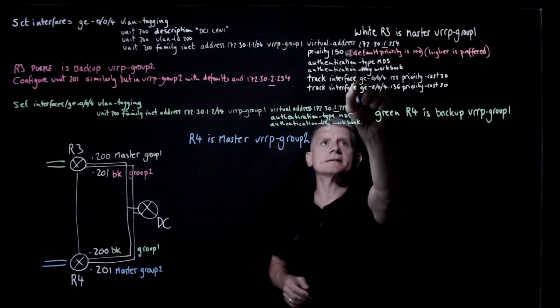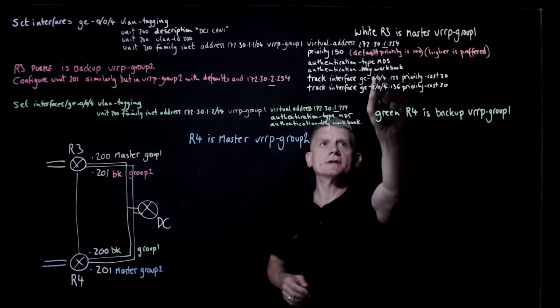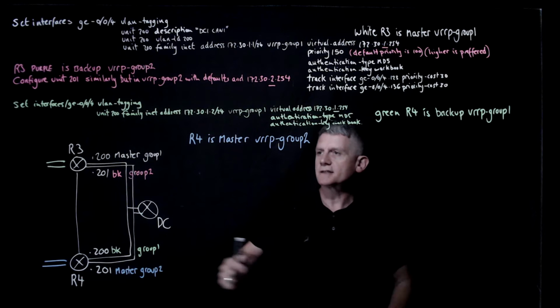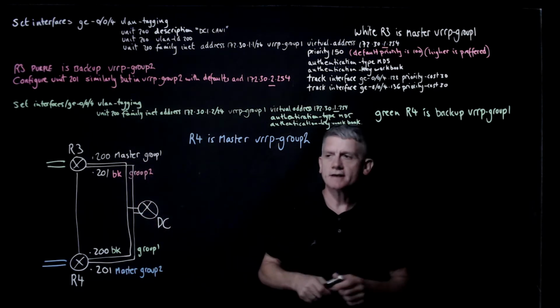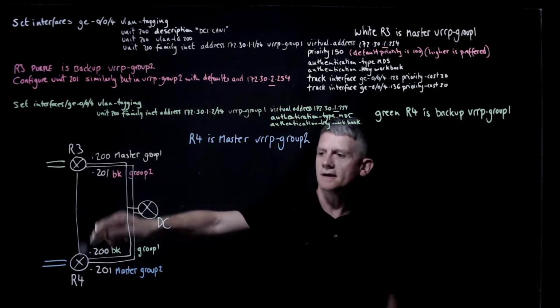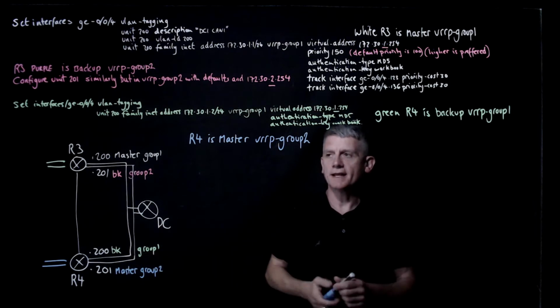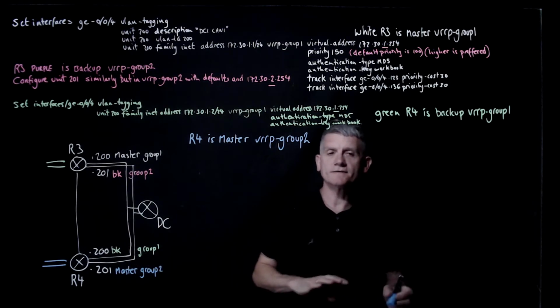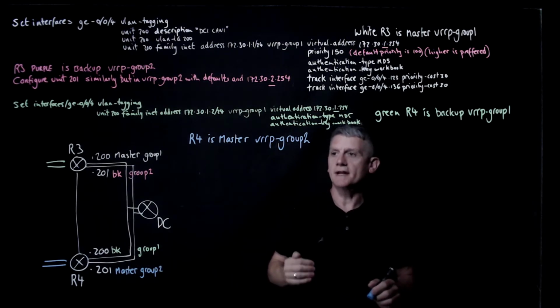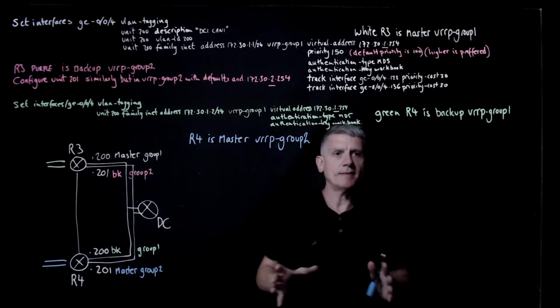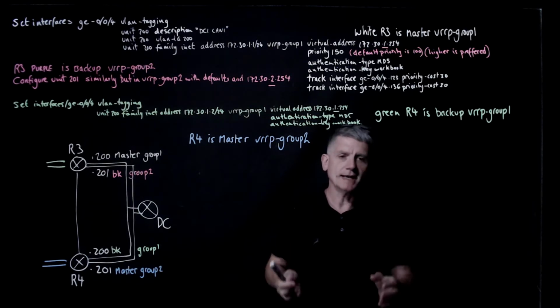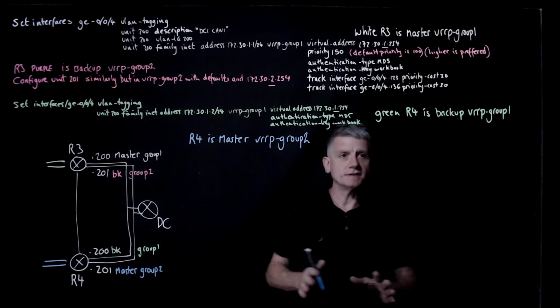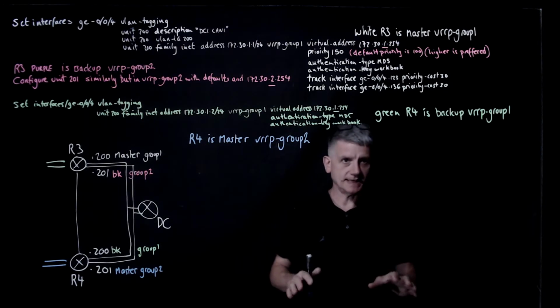We can see it here. It's 172.31.254. So router 3 is going to be the master. There's going to be a heartbeat that goes between them. And if router 4 doesn't see router 3, then it will take over that particular group. And that way, the service is uninterrupted for the PCs.